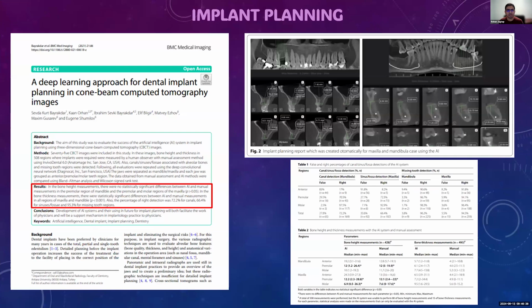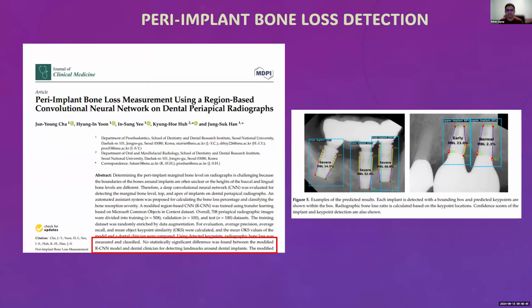This is a good paper about implant planning. It uses data on CBCT. It can help with the implant planning. Again, another good paper about bone loss detection with peri-implant bone loss. I'm just giving you quick ideas where it's getting applied. A really good accuracy rate.